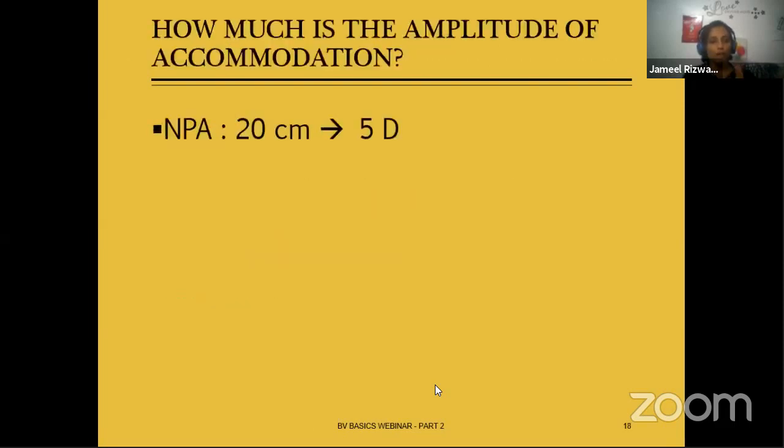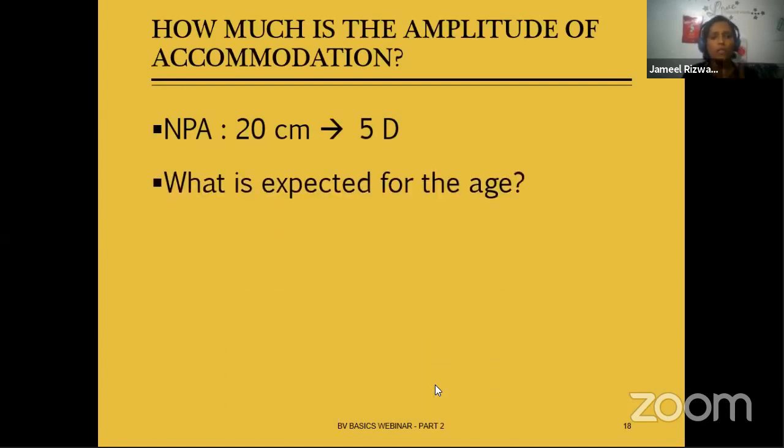We did discuss this. Anytime you see an accommodation and a convergence problem together, you always sort out the accommodation issue first. So here we'll have to make sure that the accommodation is normal. We calculate the amplitude of accommodation for this patient. The measured amplitude of accommodation is 5 diopters. But what is expected for the age? Just type in the chat box whatever you feel is expected.